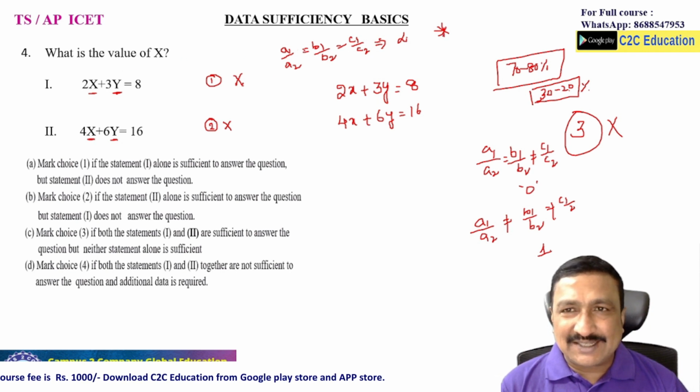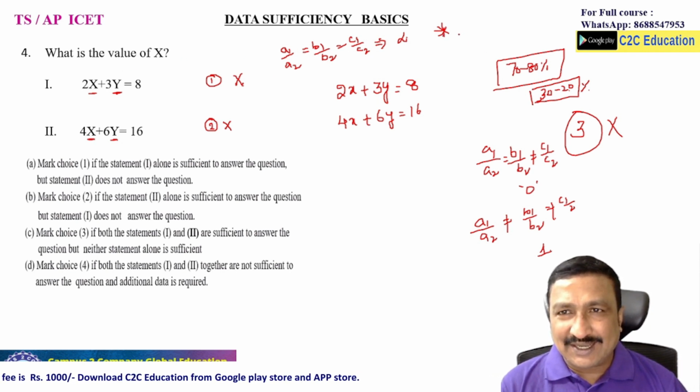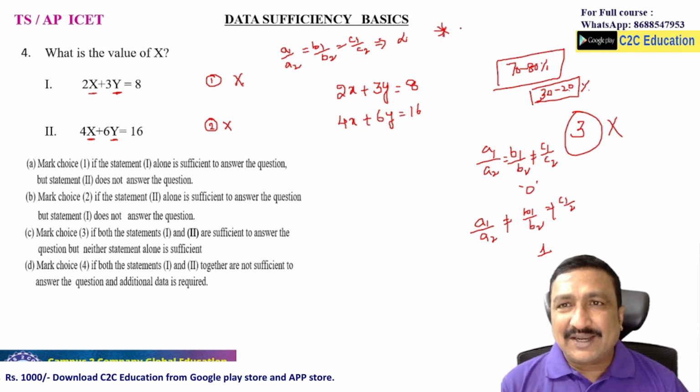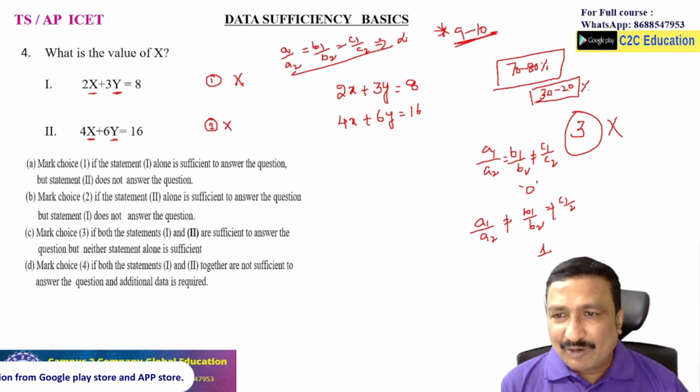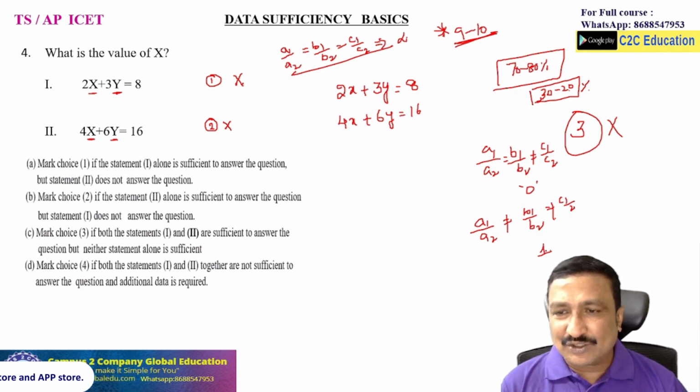Out of TSICET and APICET in the last 22 years, they asked these questions at least 9 to 10 times: find the number of solutions. So remember these three formulas. One: a1/a2 = b1/b2 = c1/c2, infinite solutions. When a1/a2 = b1/b2 ≠ c1/c2, zero solutions. When a1/a2 ≠ b1/b2 ≠ c1/c2, one solution.